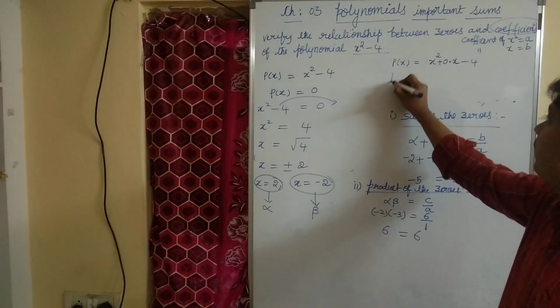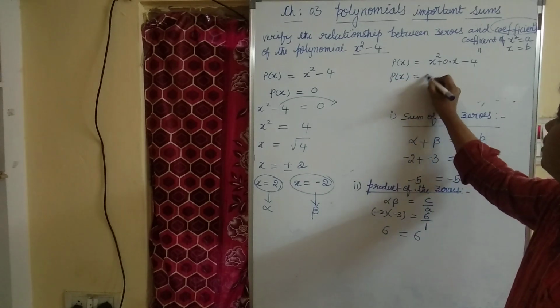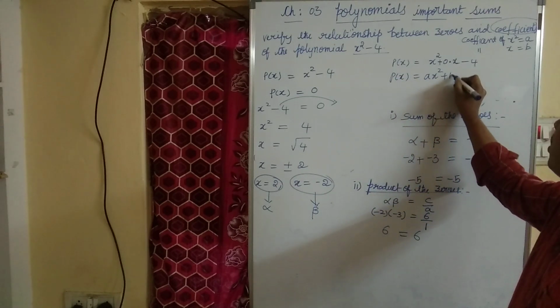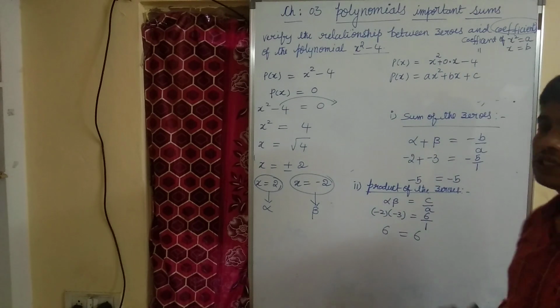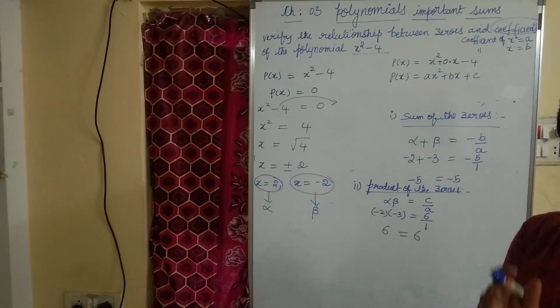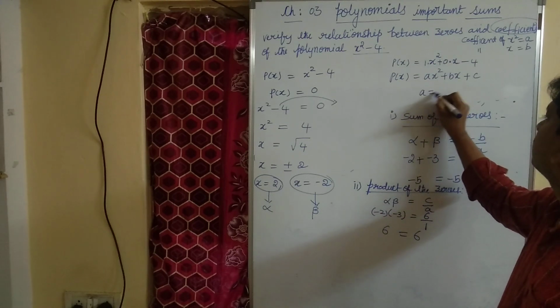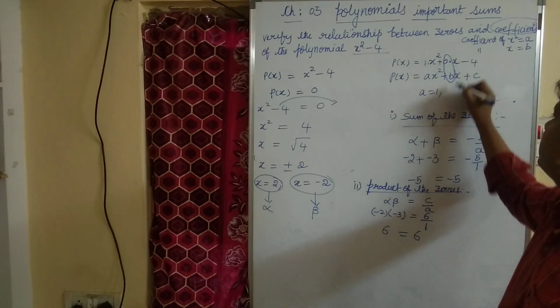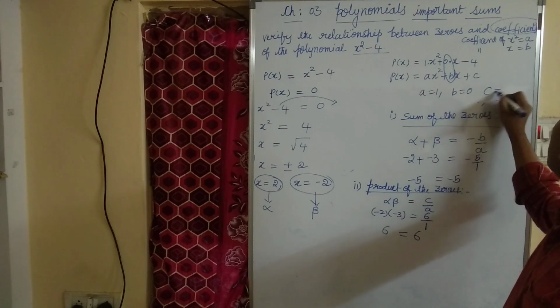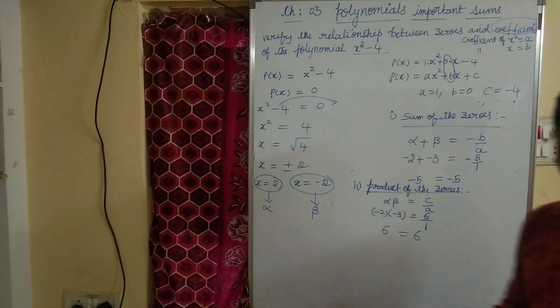Now if I compare the given polynomial with the standard form of the quadratic polynomial, p of x is equal to ax square plus bx plus c, our a value here is 1, our b value is 0 and the constant term is minus 4. Is it clear, children?